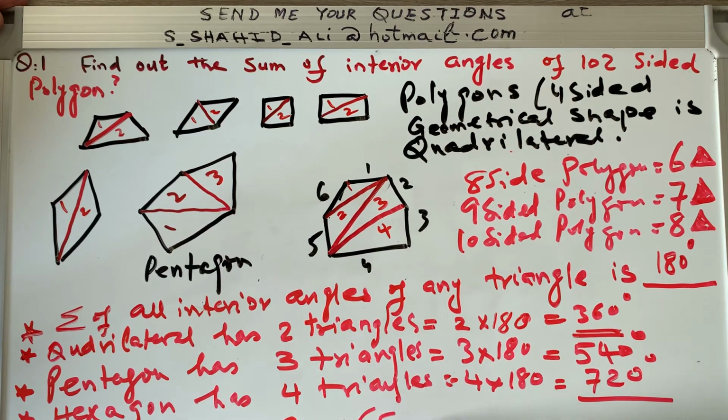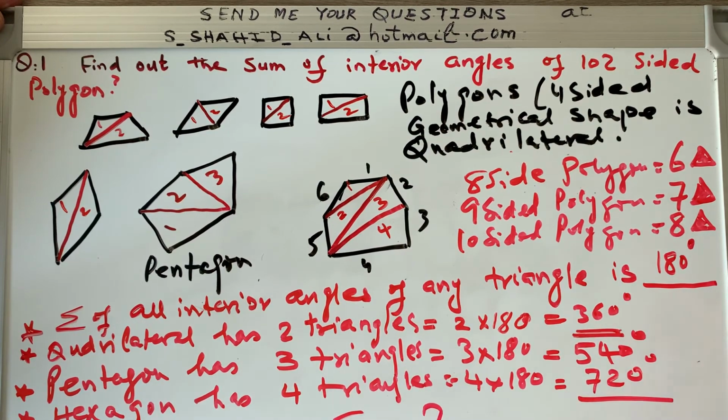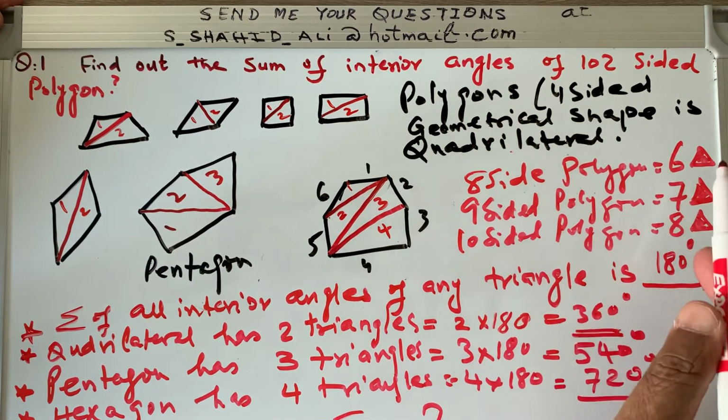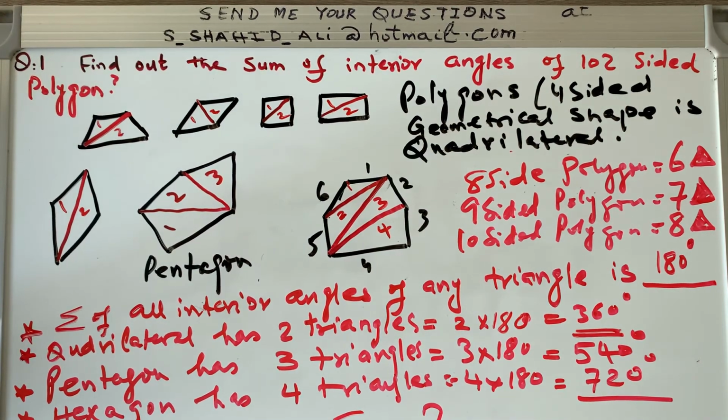Or I can directly say that it's s minus 2, right? S minus 2, the number of sides minus 2, is the number of triangles it can form. So the number of triangles a polygon can make is equal to the number of sides minus 2. So if it is a 12-sided polygon, the triangles will be 10.